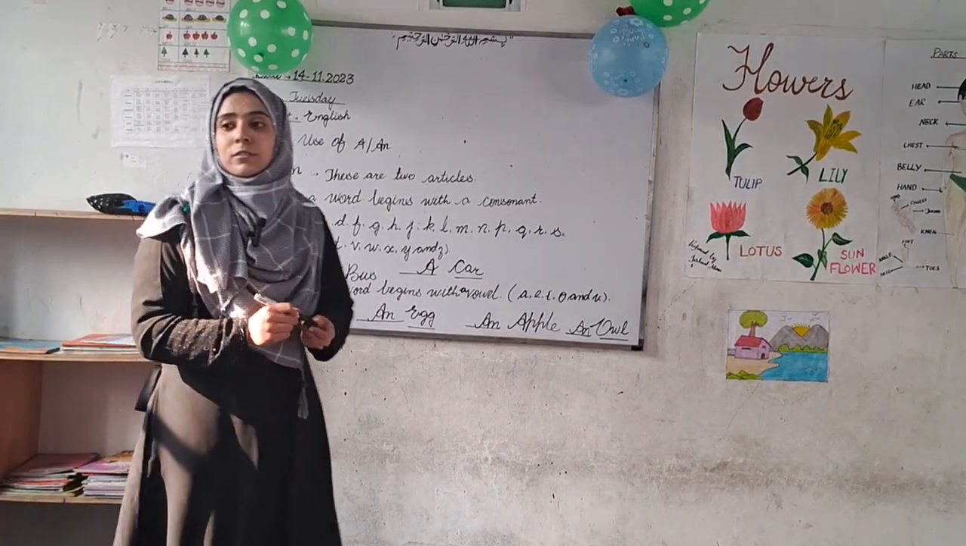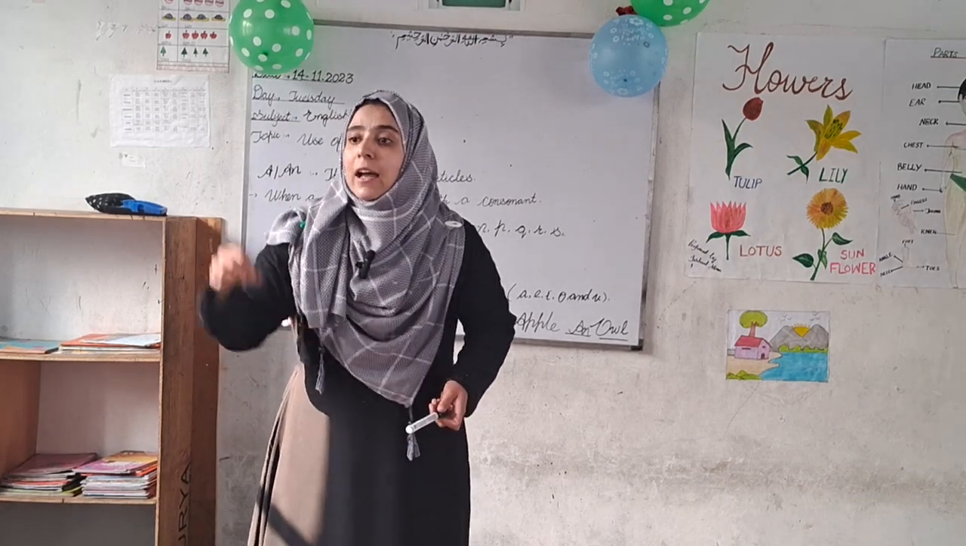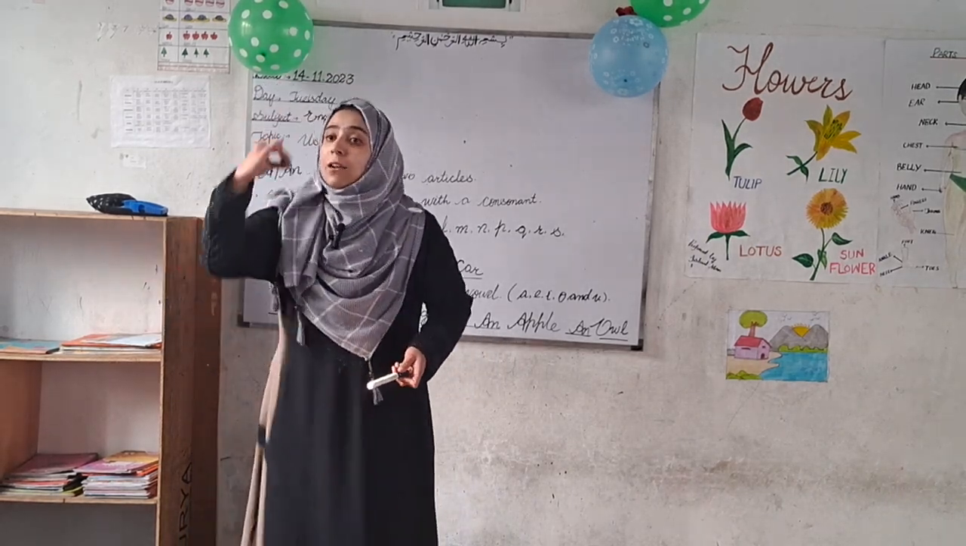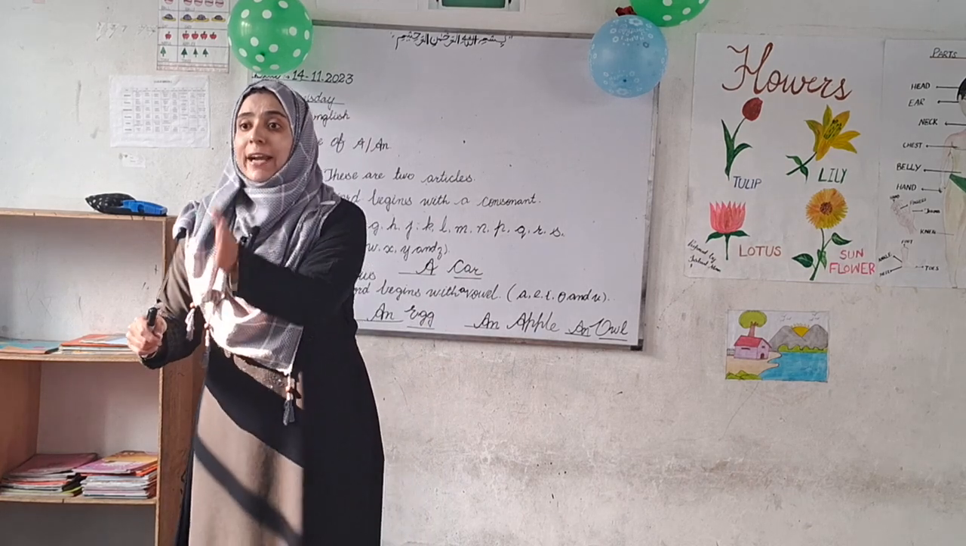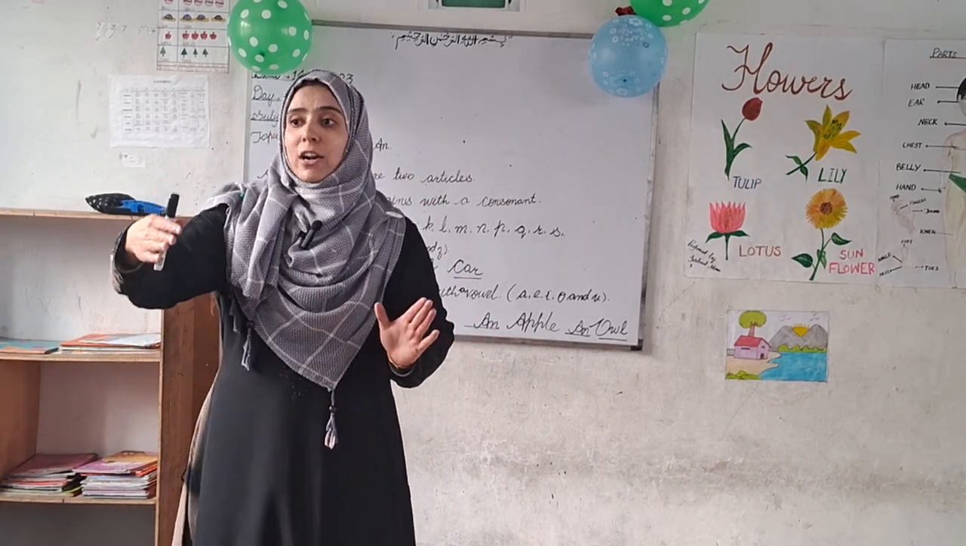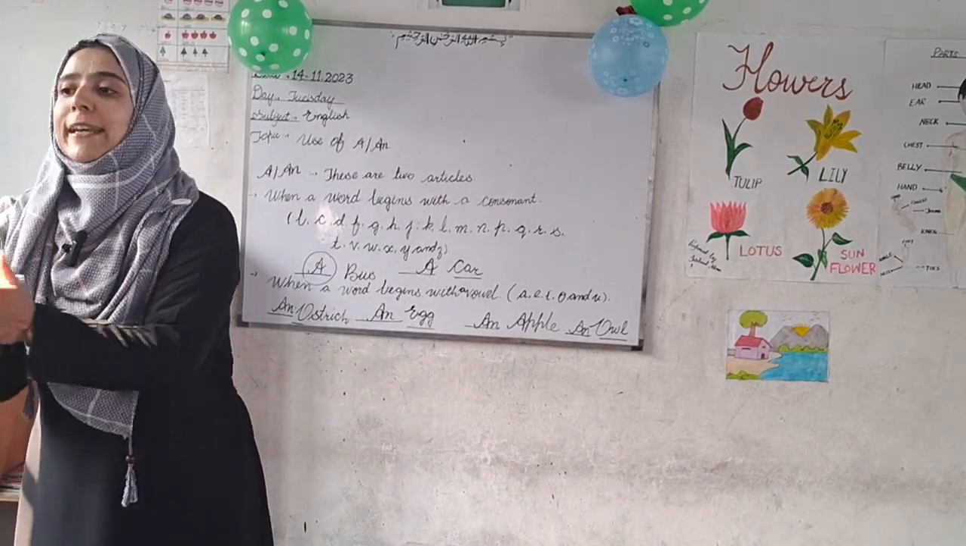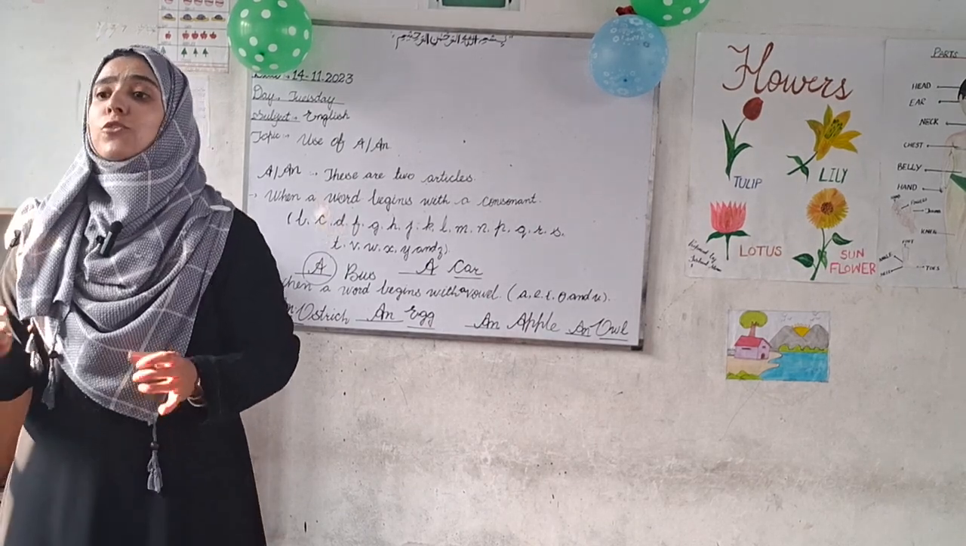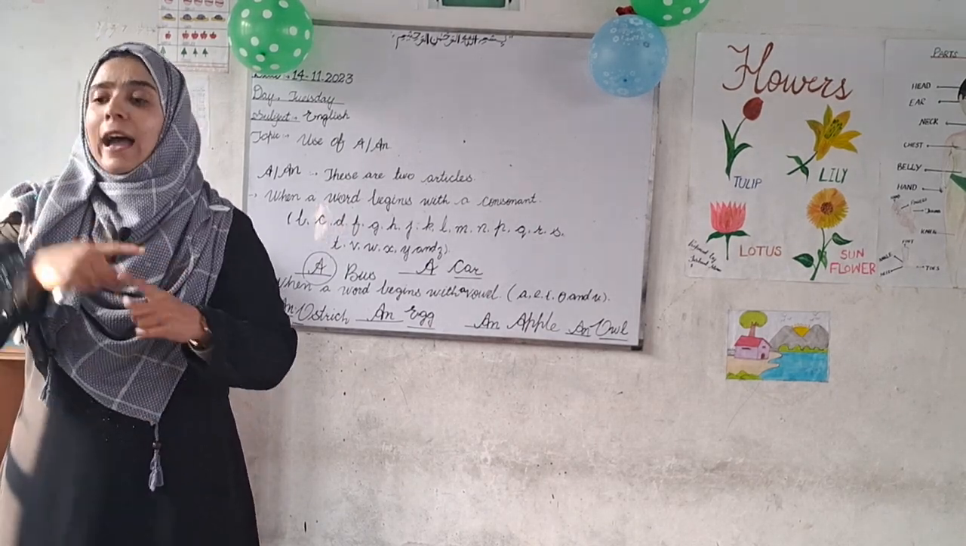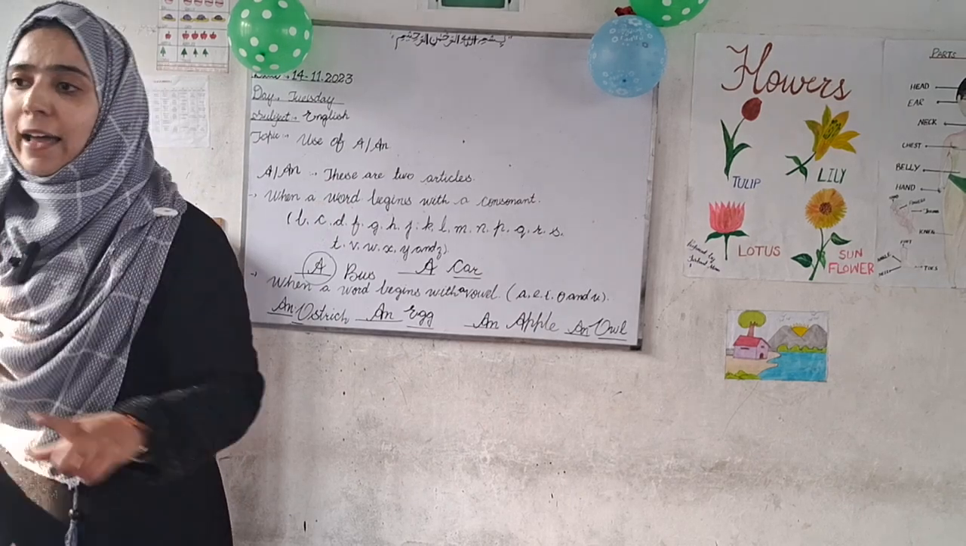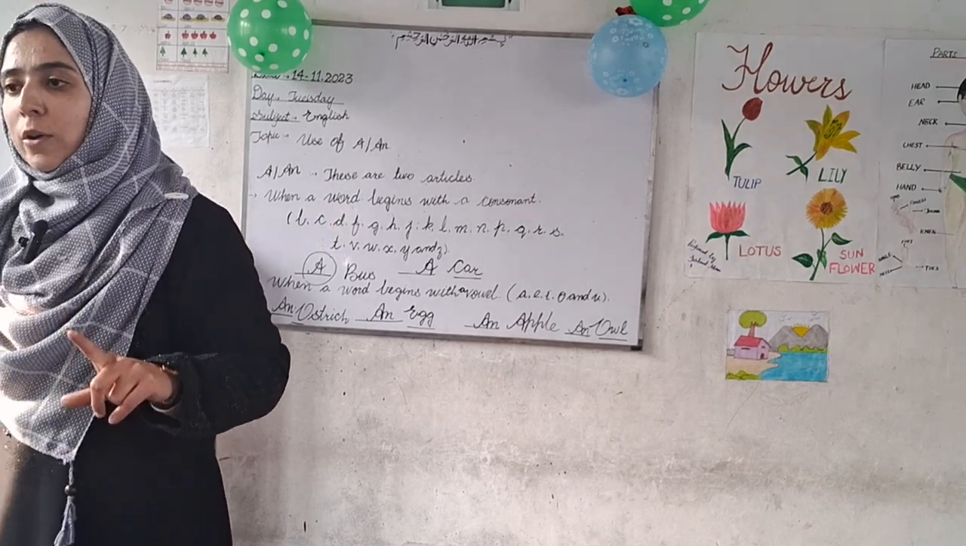Clear, everyone? Everybody clear? When a word begins with a consonant, we use article a. And when a word begins with a vowel, we use article an. This was all about how we can use article a and how we can use article an. Clear? Okay, thank you.